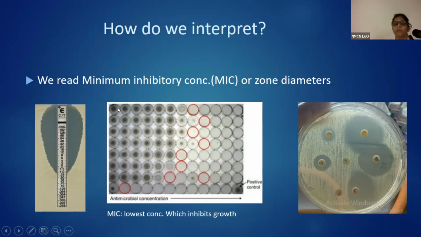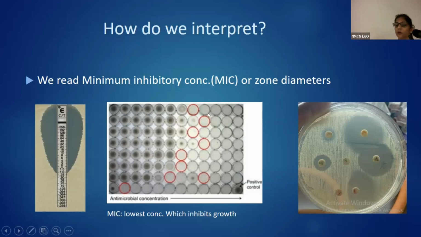For example, if we start with an antibiotic level of 256 microgram per ml in the first well, then after diluting it, this will be 128, then 64, then 32, then 16, then 8, then 4, then 2, then 1, 0.5, 0.25, 0.125. So here the MIC will be 0.125, 0.25, 0.5, 1, and 2.